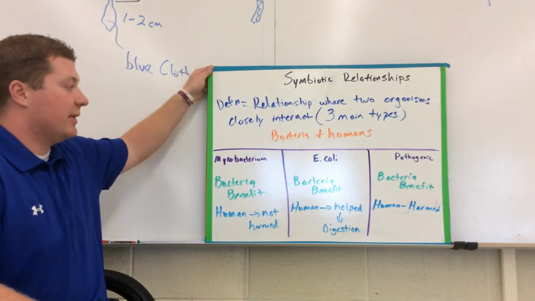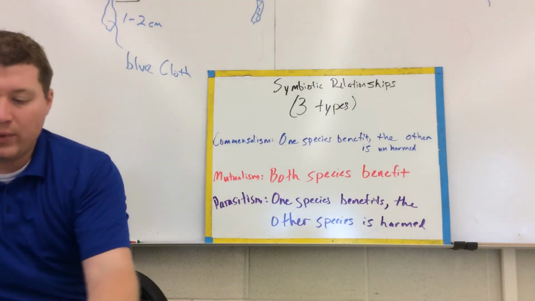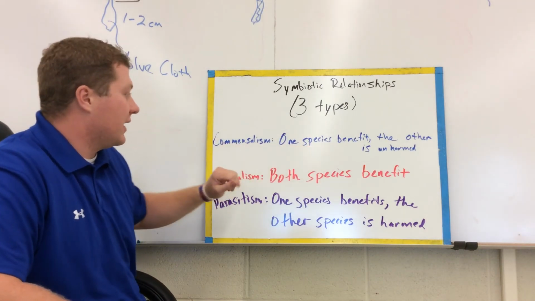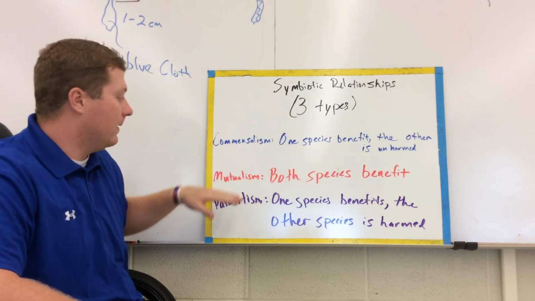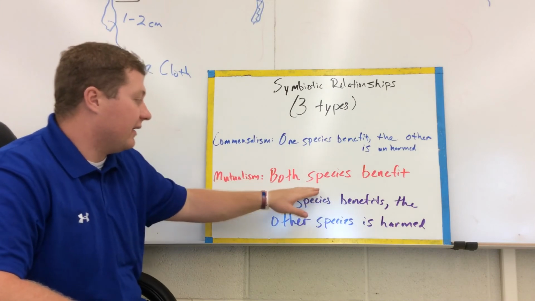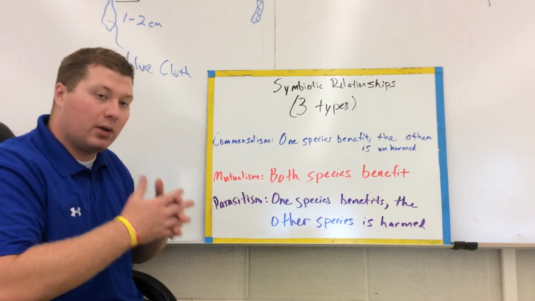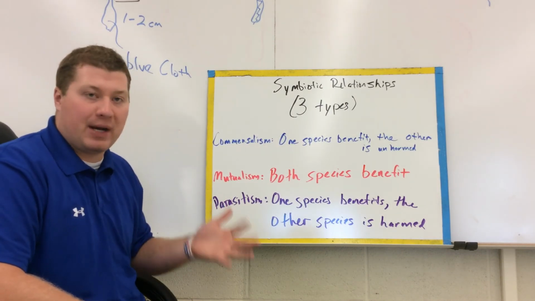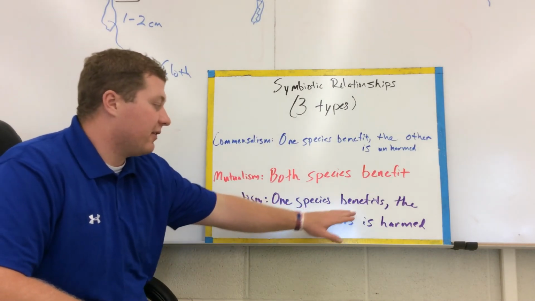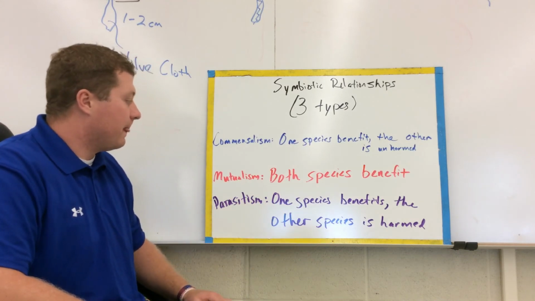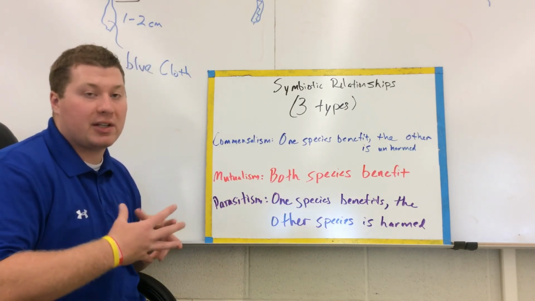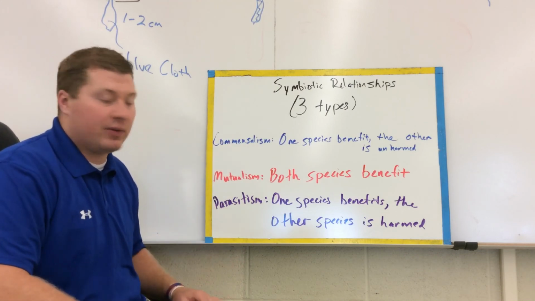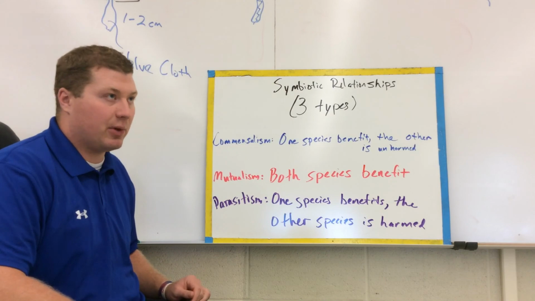So to define these three examples, we use three definitions. The first one, where one species benefits and the other is unharmed, we call commensalism. Where both species benefit, we call mutualism, so a mutual relationship. And the last one is parasitism, like a parasite. This is where one species benefits and the other species is harmed. So these terms really indicate what type of relationship they have, and there are many organisms that we'll talk about quite a few in class that fit into one of these three roles.